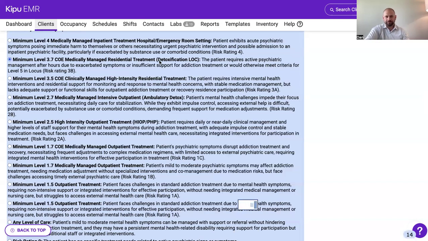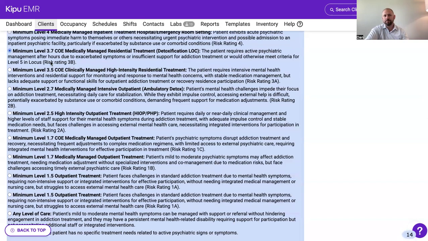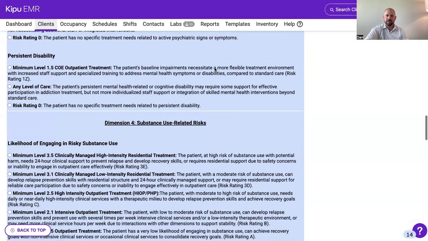So again, 3.7, 3.5, the patient requires intensive mental health. This one is active psychiatric management. This one's intensive mental health interventions, residential support for monitoring and response to mental health concerns with stable med management. Super close to each other, everyone. But of course, 3.5 is going to be a lower severity than 3.7. 3.7 is more of a detox. It says residential here, but it's a detox level. And this one is going to be fitting a little bit closer into PHP and RTC residential. So you make the determination on how severe, and that's up to you.